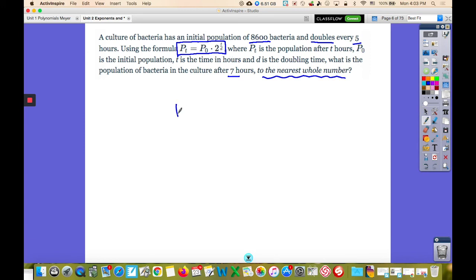Okay, so final amount equals initial amount times 2 to the power of T over D. Now, I'm going to just plug my numbers in. This is the initial amount. The initial amount was 8,600 times 2 to the power of T, which is the time in hours, that would be right there, 7, divided by D is the time it takes to double, which was up here, and it was 5. That's what I need to plug in my calculator.